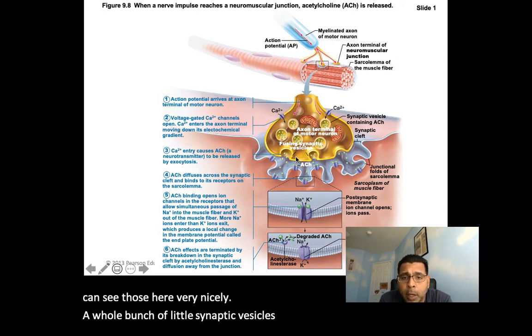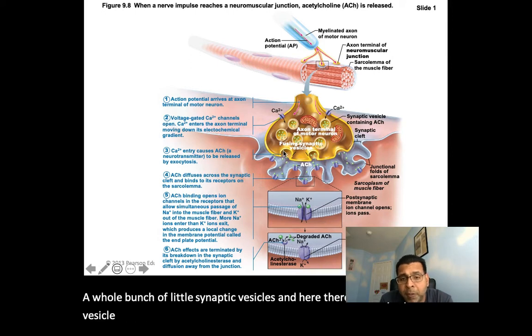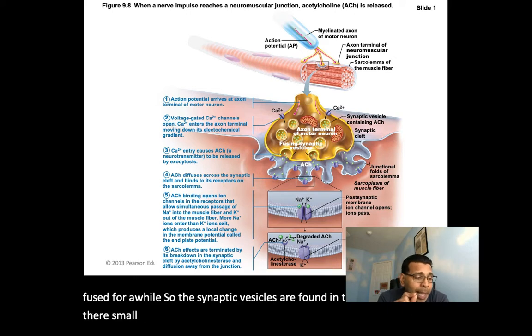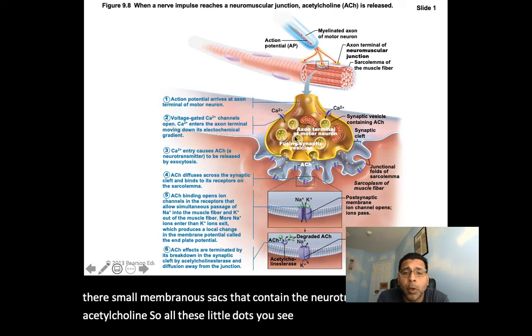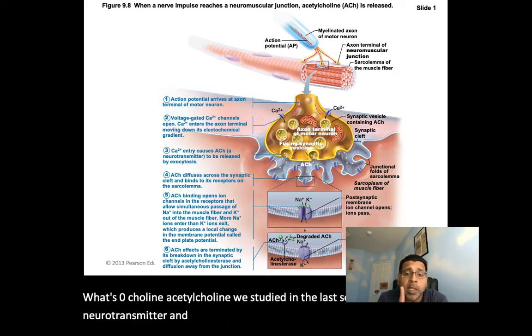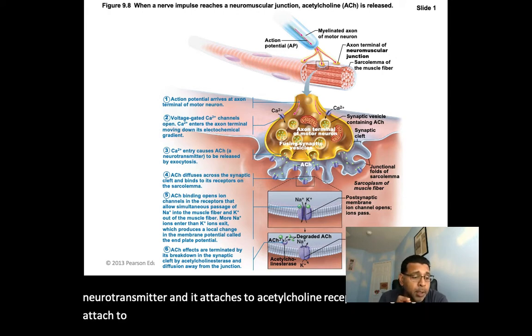And here there's one synaptic vesicle that's fused, one that's starting to fuse, and one that's been fused for a while. So the synaptic vesicles are found in the axon terminal. They're small membranous sacs that contain the neurotransmitter acetylcholine. All these little dots you see here in green are acetylcholine neurotransmitters. Acetylcholine, which we studied in the last section, is a neurotransmitter that attaches to acetylcholine receptors on the sarcolemma of the muscle fiber.